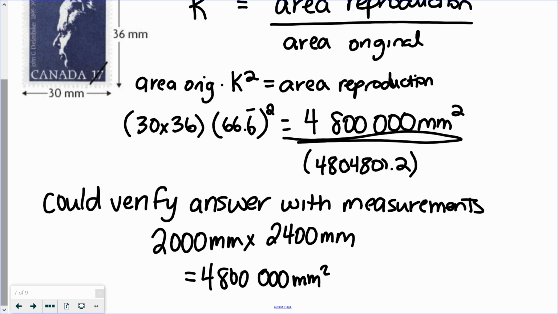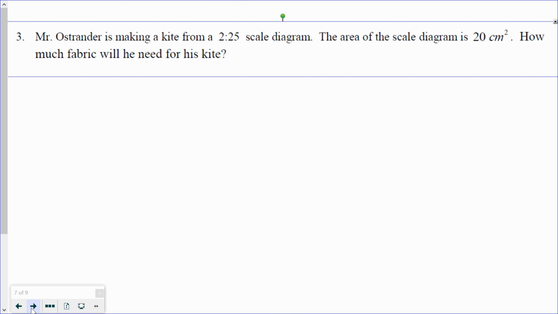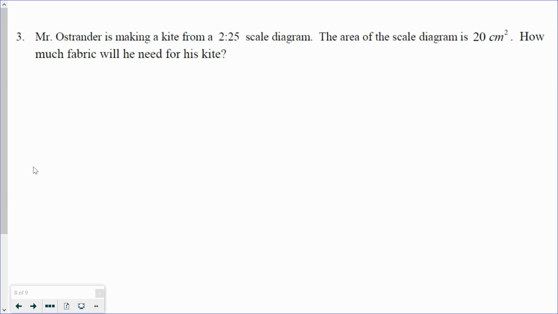Question 3. So Mr. Ostrander is making a kite from a 2 to 25 scale diagram. The area of the scale diagram is 20 centimeters squared. How much fabric will he need for his kite? So this is going to be an example of an enlargement.